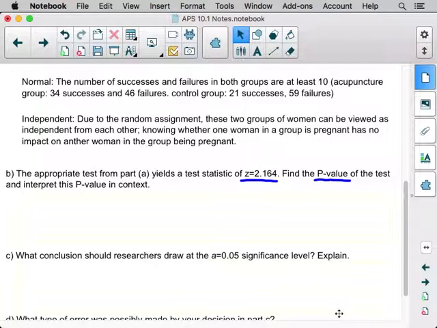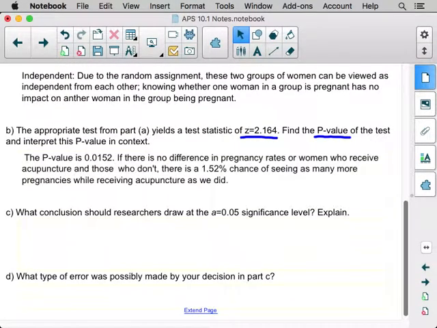So when we're interpreting this p-value, we're talking about if there really is no difference in pregnancy rates, there's only a 1.52% chance of seeing as many or more pregnancies while receiving acupuncture as we did. Okay, so talking about seeing a rate at least as large as ours of pregnancies versus no pregnancies. Oh, that should be for, not or. Sorry.